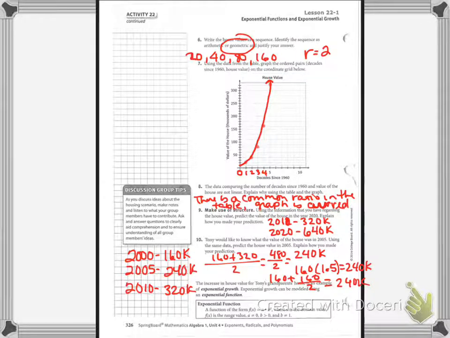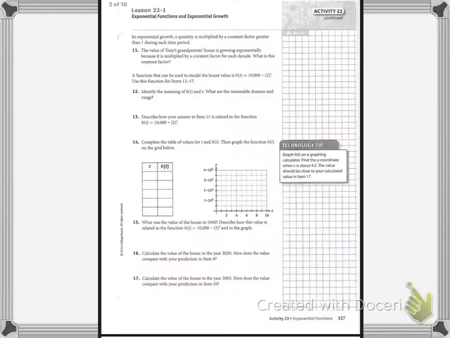The increase in house value for Tony's grandparents is an example of exponential growth. And we can model that with an exponential function. Okay, so this is how you write an exponential equation. F of x is equal to a times b to the x power, where a is your start value, like our b in y equals mx plus b, and b is your common ratio. We're going to practice writing some equations with that today.